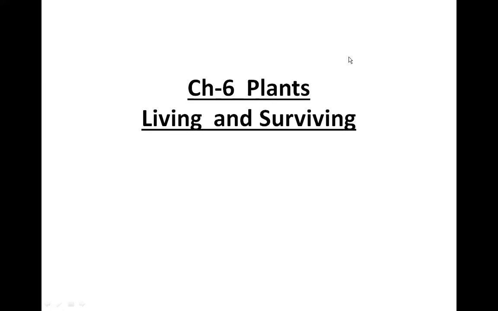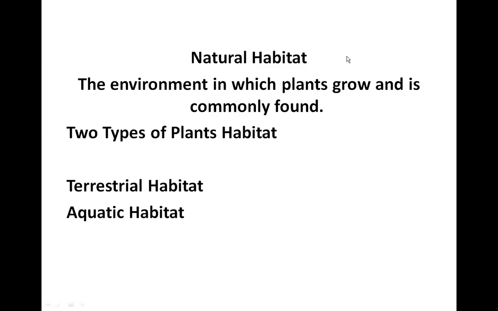Today, we are going to start with chapter number 6, Plants, Living and Surviving. As you know, children, plants grow in different kinds of environments, such as cold mountains, deserts, and ponds. So, the environment in which plants grow and are commonly found is called a natural habitat.